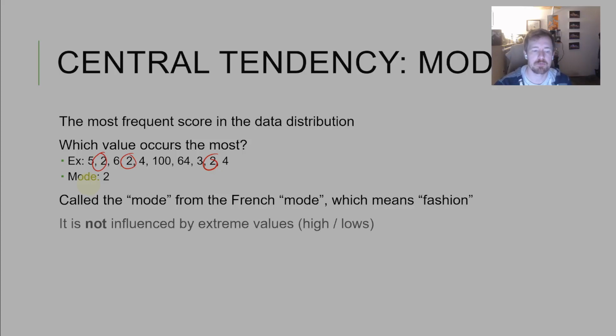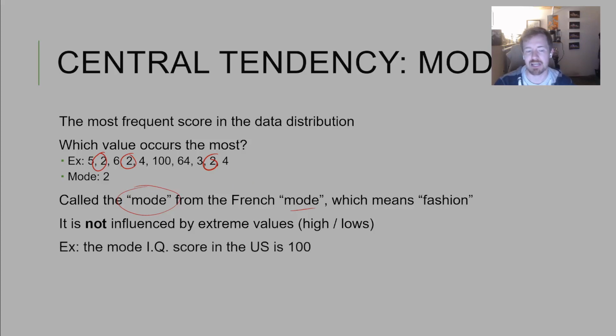I always remembered this because it's called the mode, because in French the word mode means fashion. I'm sure it's not how it's actually pronounced in French, but it means fashion or of the style. And so I always thought of the most fashionable number as the one that occurs the most. And so it, like the median, is also not influenced by extreme values, but oftentimes is a little bit harder to interpret.